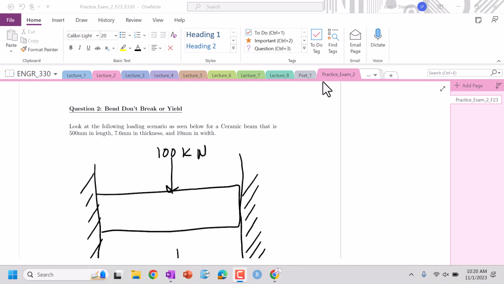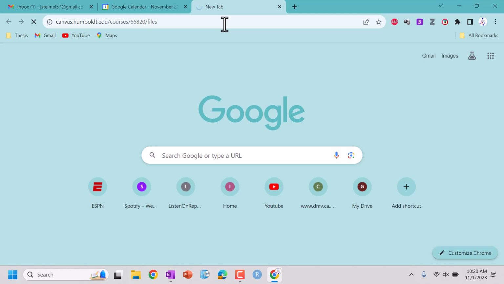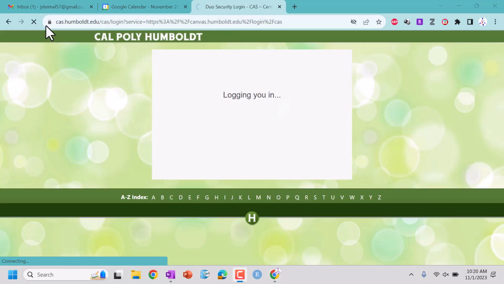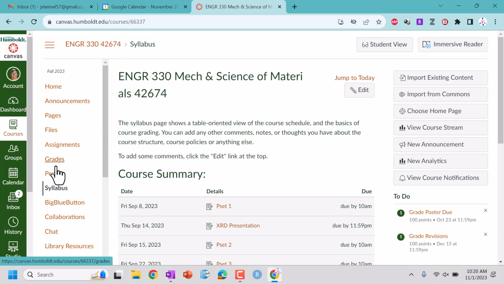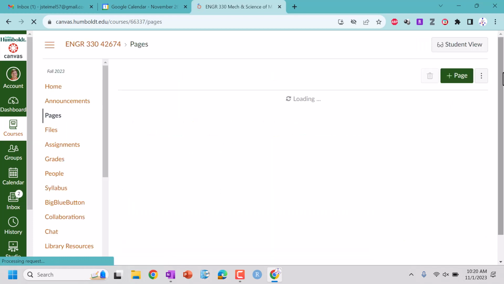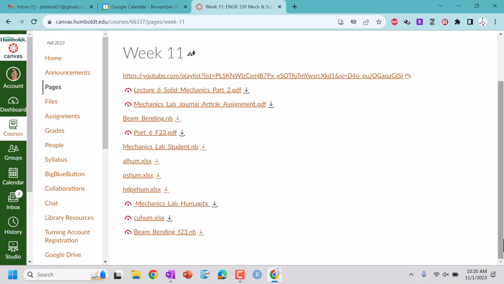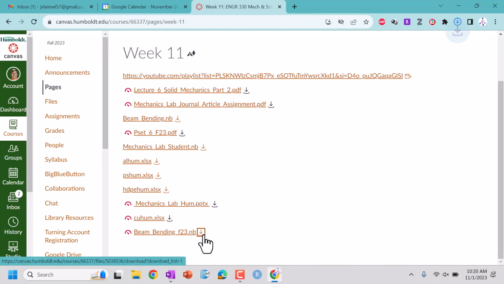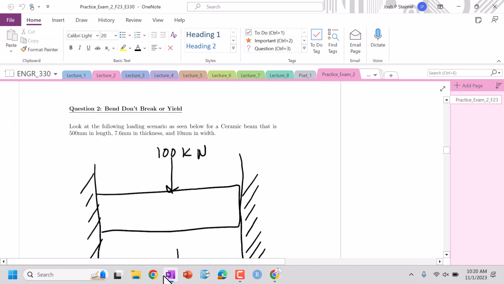All right, so we're at our second question on practice exam 2, beam bending. I'm going to go to our Canvas page, go to our pages, then go to week 11 and find our beam bending notebook here. So let's check it out. We'll use this to solve this problem.